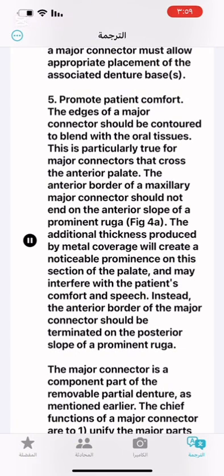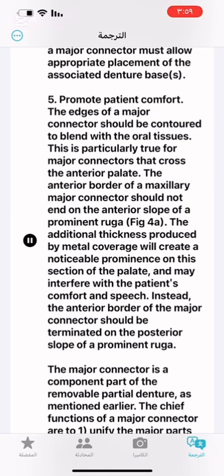3. Rests. 4. Direct retainers. 5. Reciprocal components as parts of a clasp assembly. 6. Indirect retainers if the prosthesis has distal extension bases. 7. One or more bases, each supporting one to several replacement teeth.